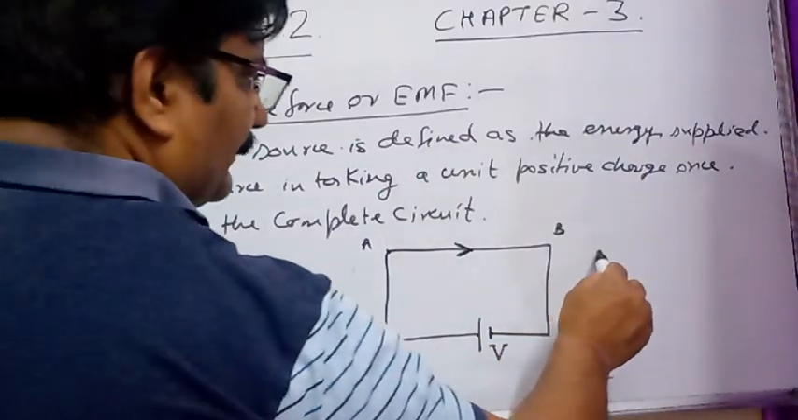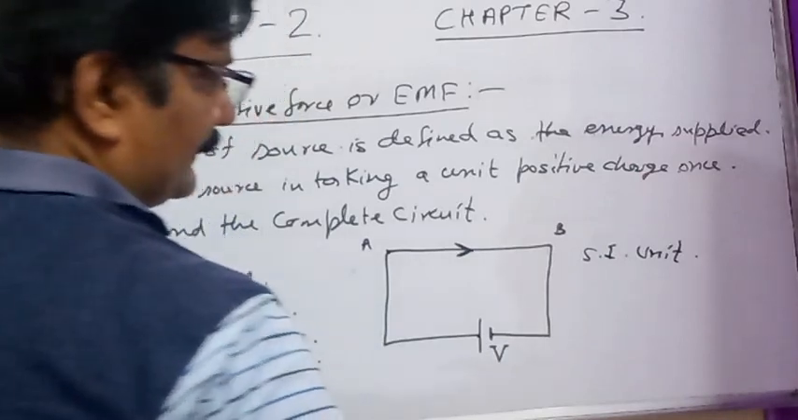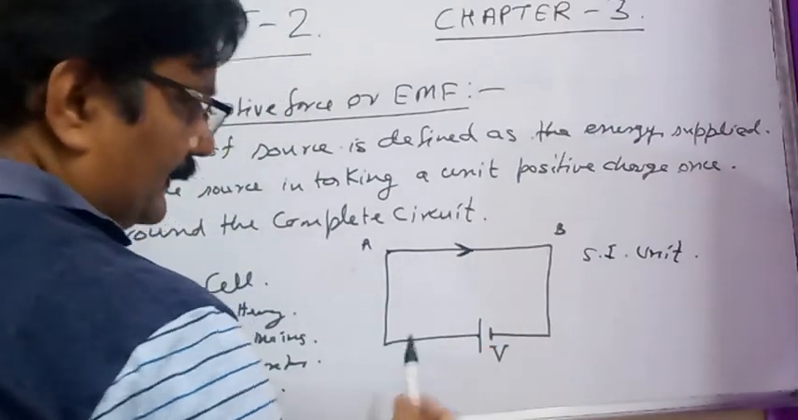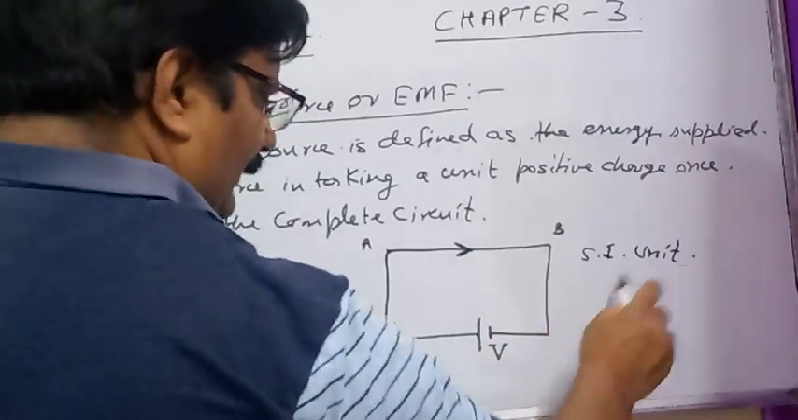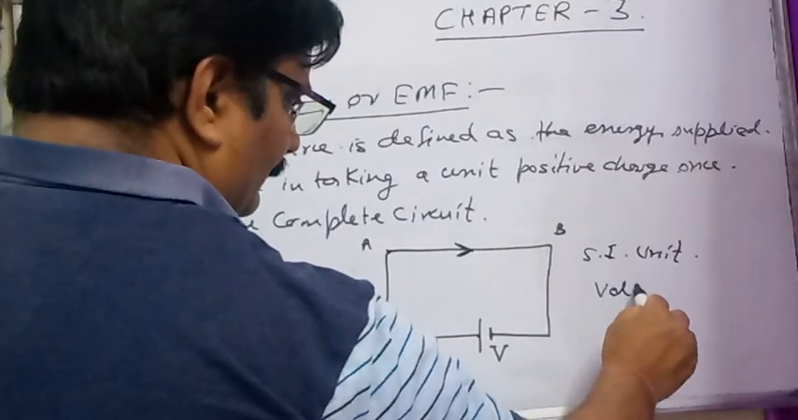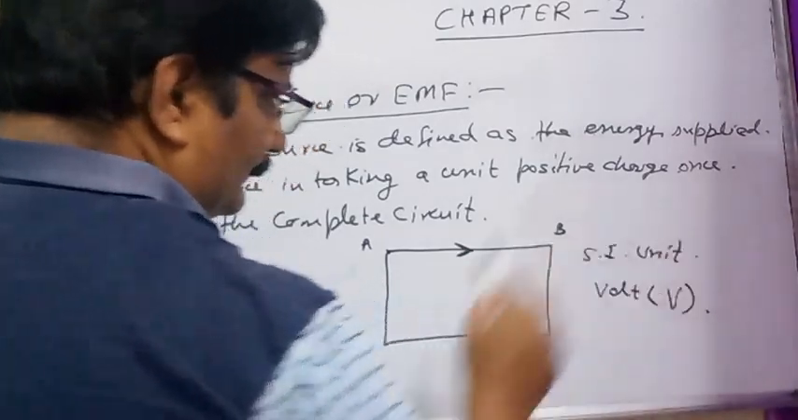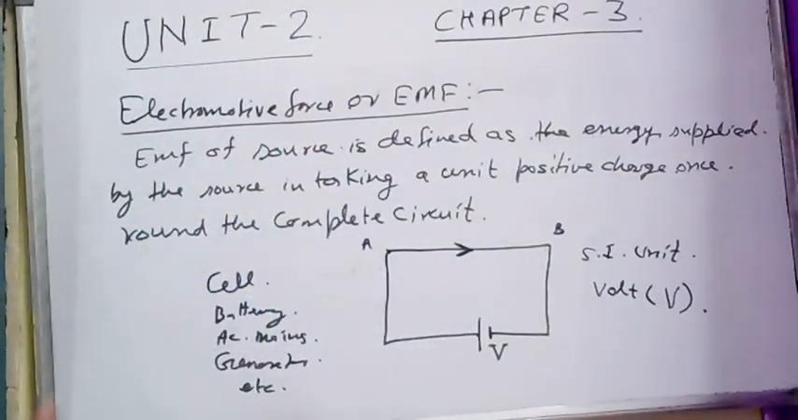SI unit of the EMF, as it is the potential difference between two terminals of the potential source, is again the same as potential difference, that is volt. So this is the unit of the electromotive force, and electromotive force is necessary for the flow of charge in a circuit.